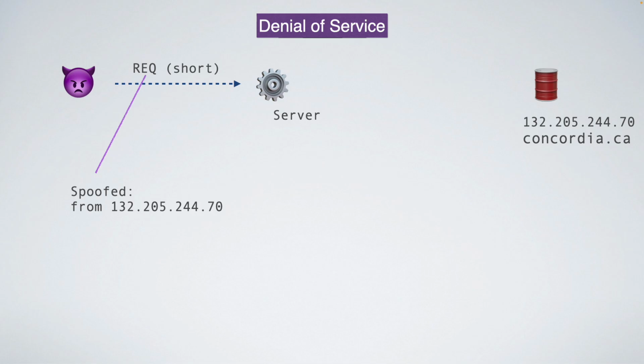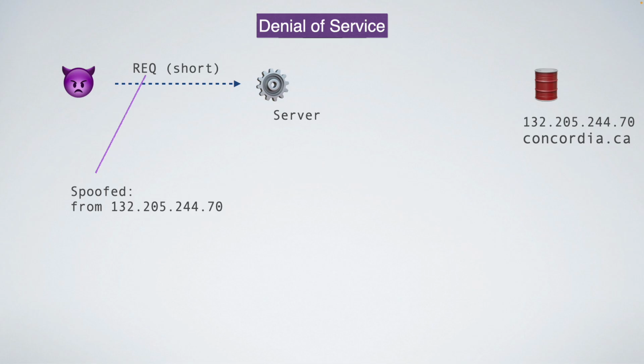I can request it because it's really short, and I can request it very frequently. As long as the website can keep up, it's going to send something to Concordia at the same frequency, but it's going to be way bigger. Okay? So this is a really nice idea if you're an attacker.